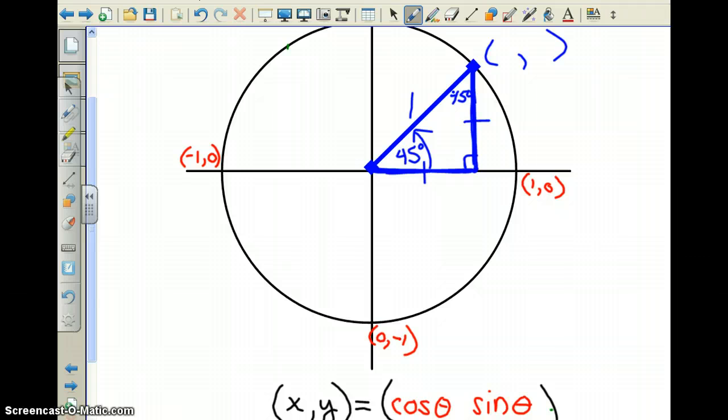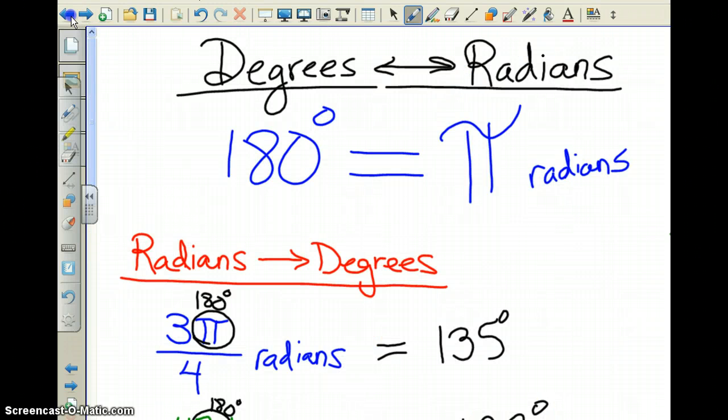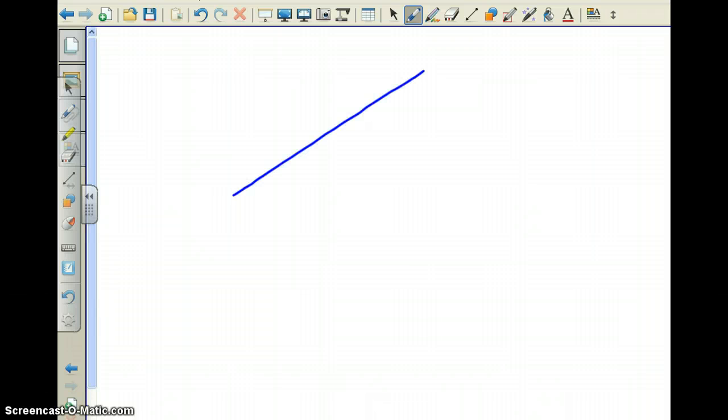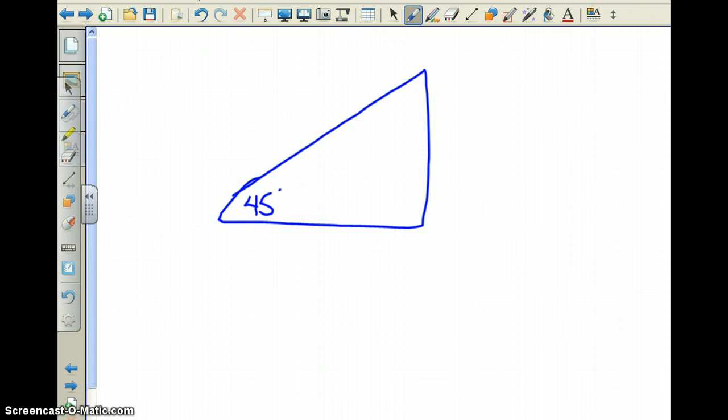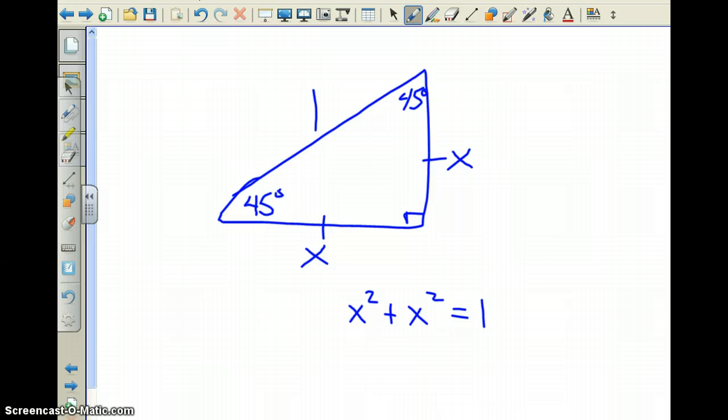So I'm going to flip this to the next page, just so I can pull out that triangle and make this a little bit easier to see. So here's our 45, here's our 90, here's our 45. This is 1, and these two sides are the same length. We don't know what they are. So by using the Pythagorean theorem, I can go x squared plus x squared will equal 1 squared. So when I combine my x squareds together, that'll give me 2x squared equals 1.